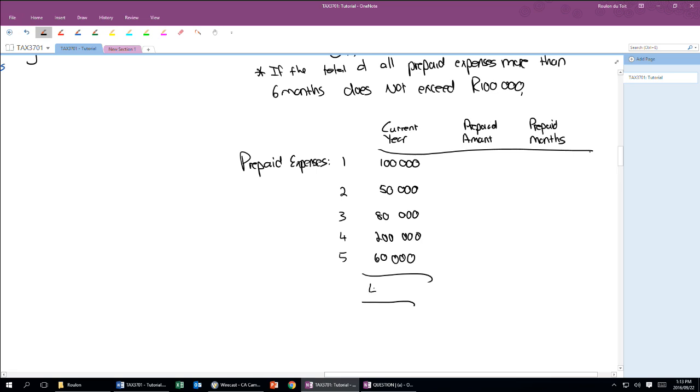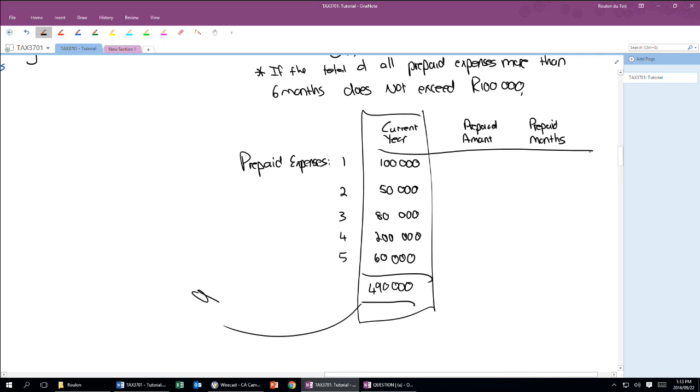Okay, so that obviously gives us a total of 490,000 rands. Now, first thing is, this current year amount here actually has nothing to do with determining if our prepaid expenses can be deducted. You will look at the general deduction formula for this. That will tell you if you can deduct it, or any of the other allowed deductions.